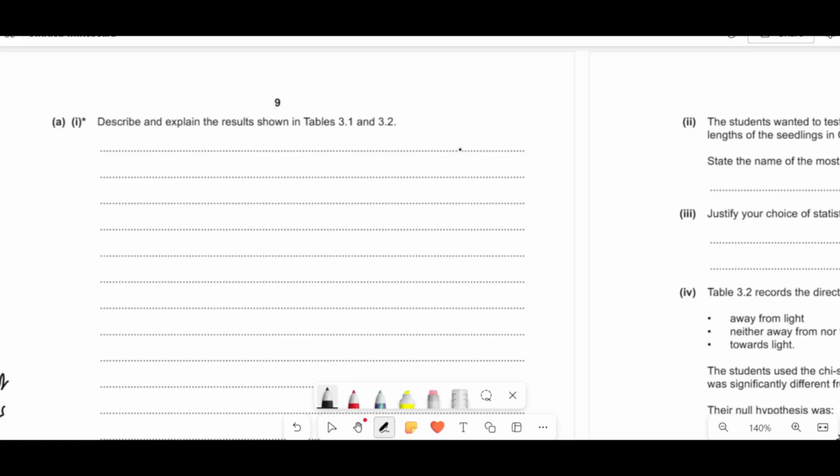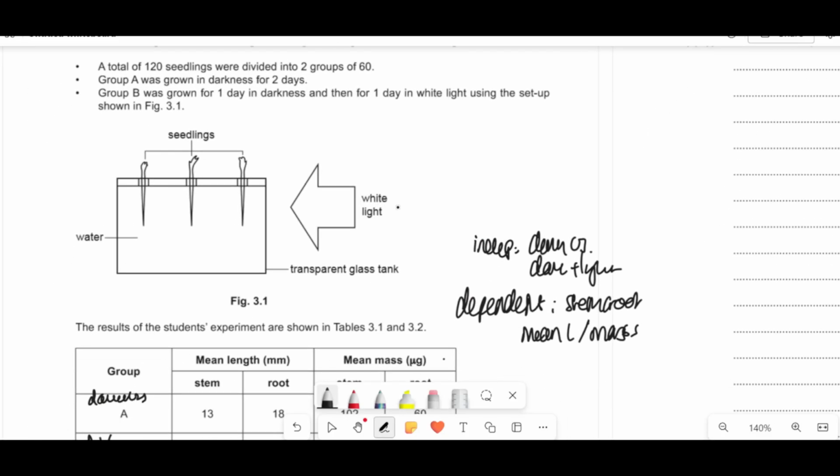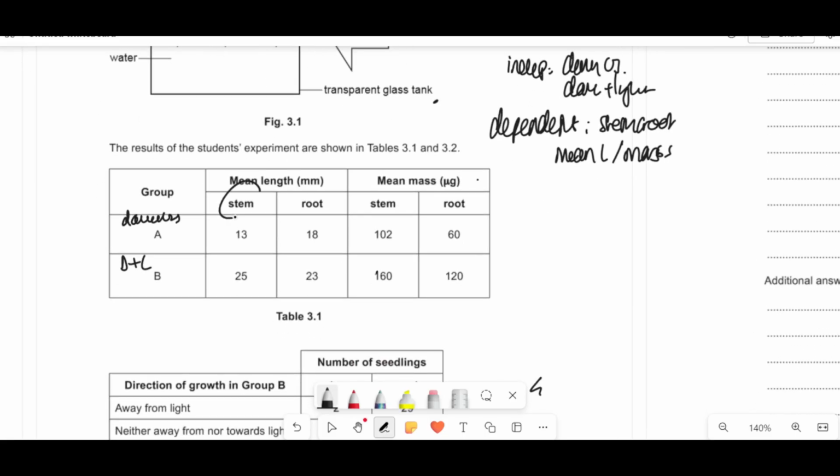Now it says describe and explain the results shown in tables 3.1 and 3.2. Remember that this question was about putting seedlings in, right? So these are the seedlings. They're chilling, and then here we've got a length of a stem and a root, right? So if we have a look again, when we've got light, you can see that the mean mass of the stem and the root is higher, and also the length of the stem and the root are also higher, whereas in darkness it's not as high.